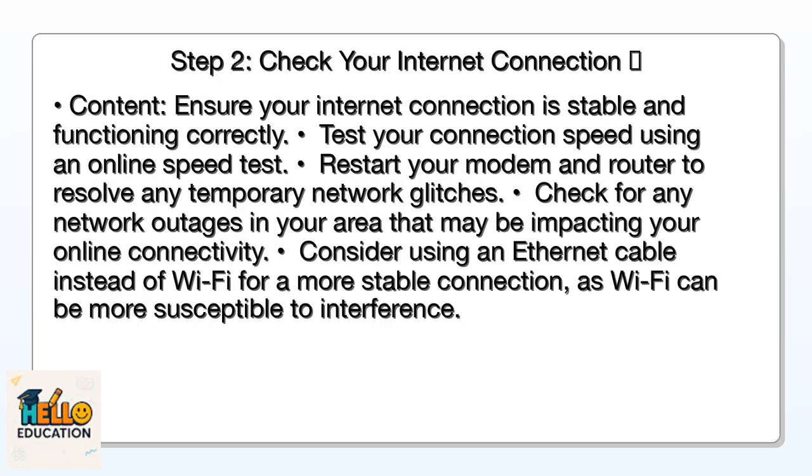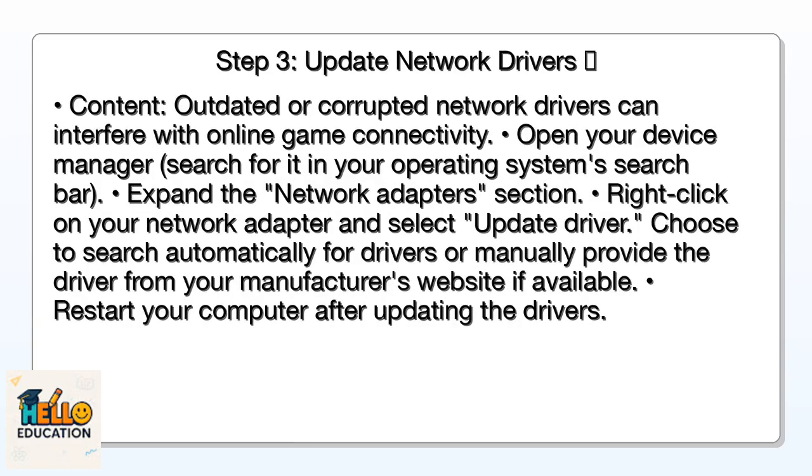Step 2: Check your internet connection. Ensure your internet connection is stable and functioning correctly. Test your connection speed using an online speed test. Restart your modem and router to resolve any temporary network glitches. Check for any network outages in your area that may be impacting your online connectivity. Consider using an Ethernet cable instead of Wi-Fi for a more stable connection, as Wi-Fi can be more susceptible to interference.